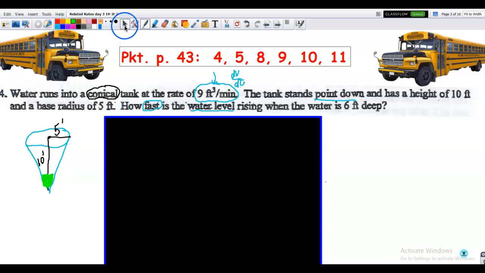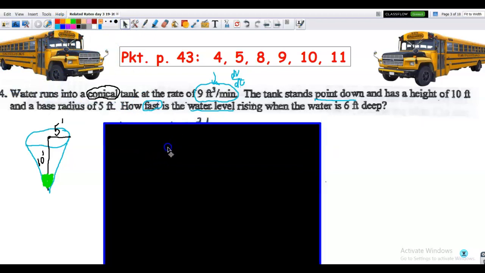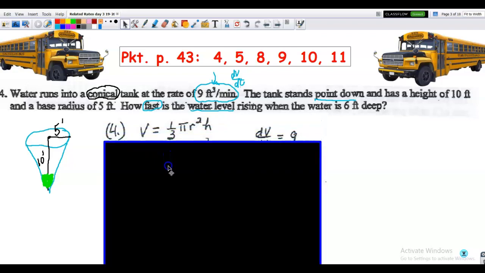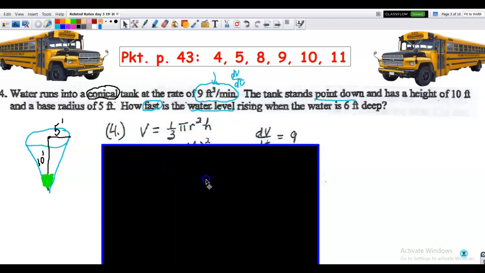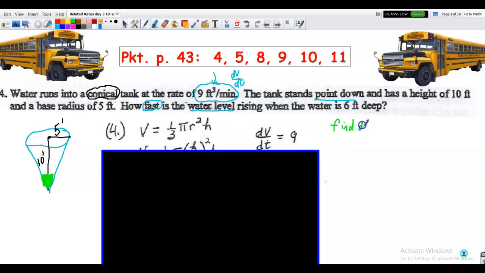So the first thing I'm going to do is write down the formula for the volume of a cone, because that's going to connect my variables. So I know I'm beginning with V = 1/3 pi r squared h, and I know that dV/dt is equal to 9. So that's what I've recorded into my box of knowledge. Now, they've asked me to find dh/dt. That's what I want to find when h is equal to 6 feet.